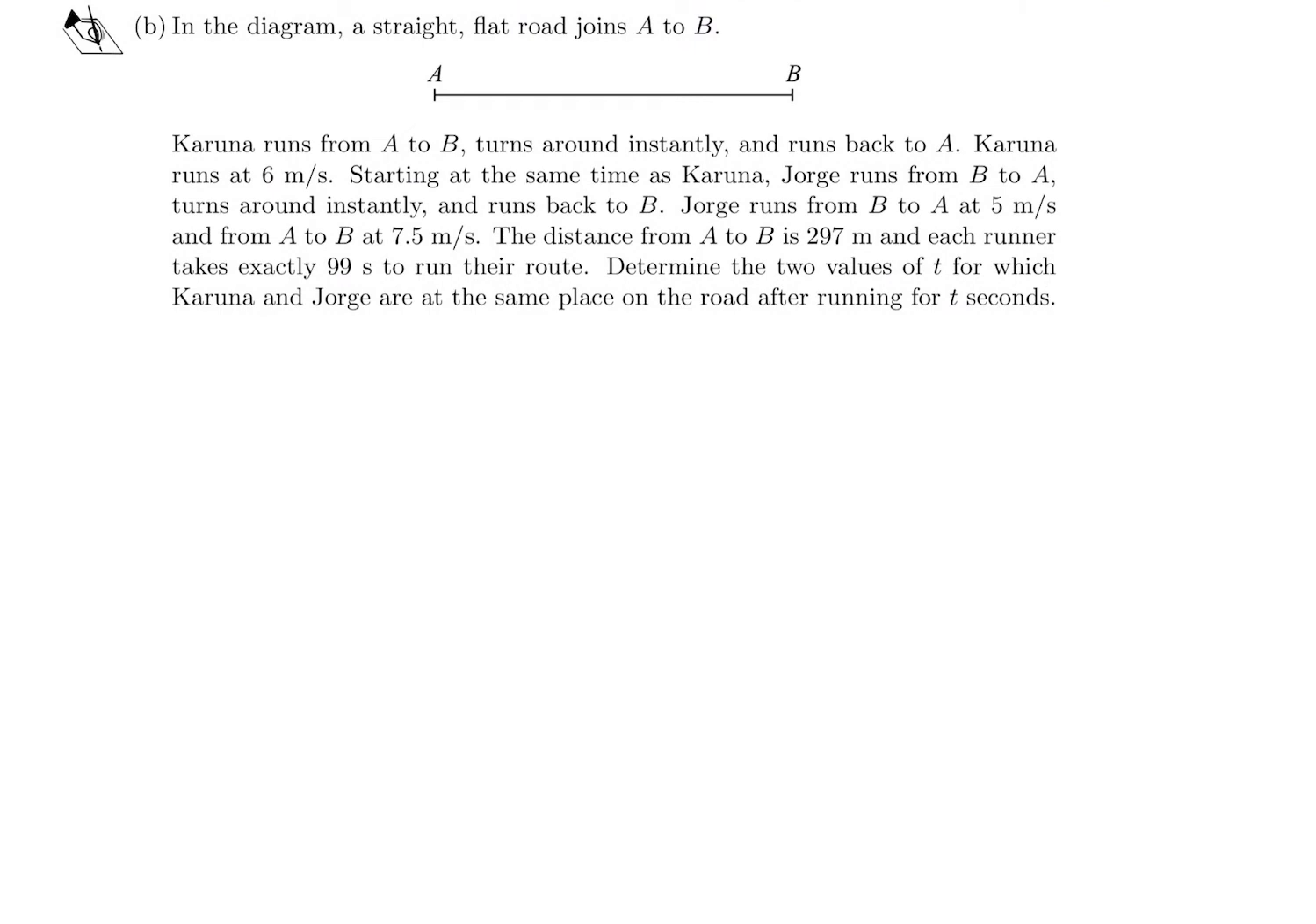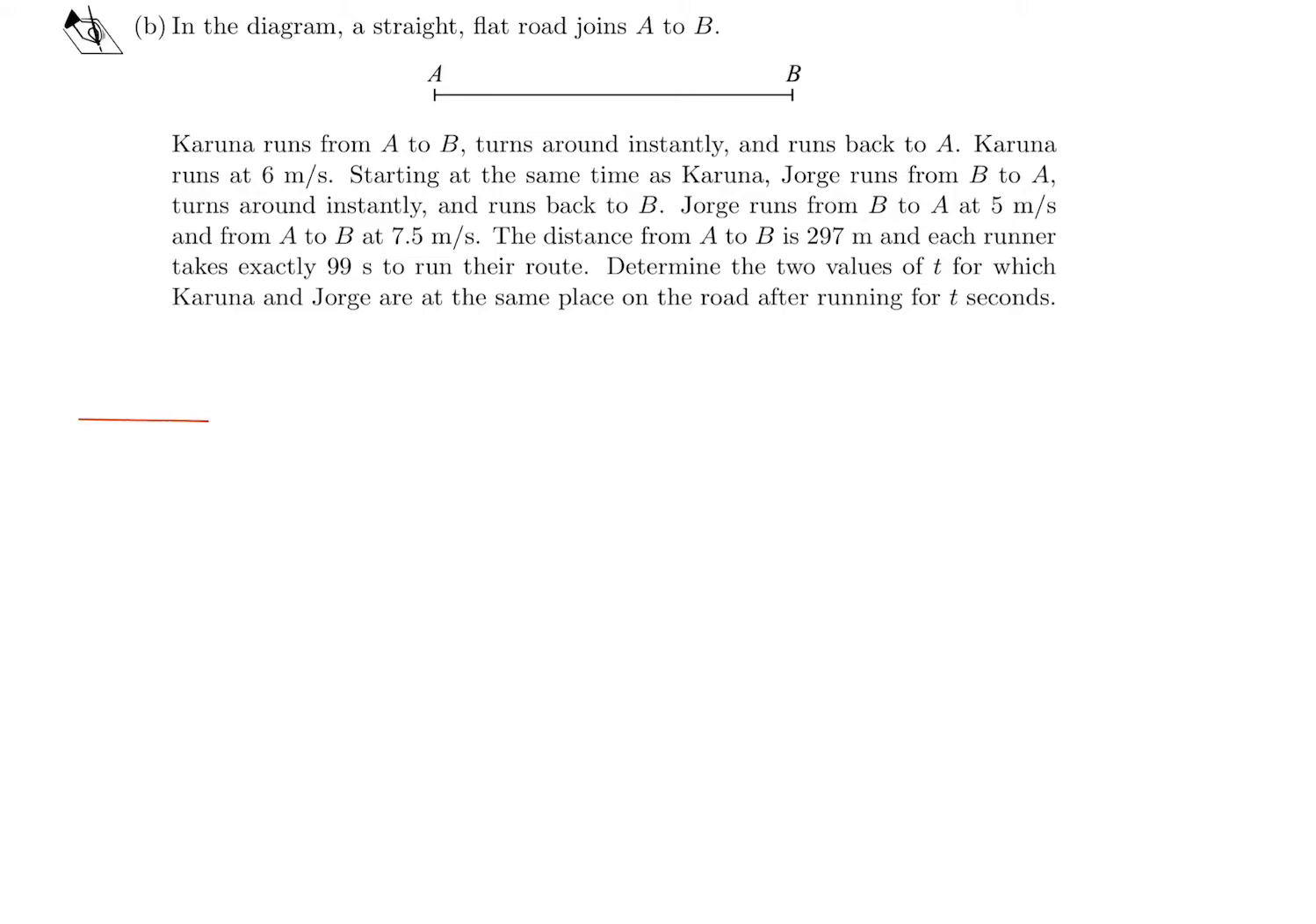In the diagram, a straight flat road joins A to B. Karuna runs from A to B, turns around instantly, and then runs back to A. Karuna runs at 6 meters per second. Starting at the same time as Karuna, Jorge runs from B to A, turns around instantly, and runs back to B. Jorge runs from B to A at 5 meters per second and from A to B at 7.5 meters per second. The distance from A to B is 297, and each runner takes exactly 99 seconds to run their route. Determine the two values of t for which Karuna and Jorge are at the same place on the road after running for t seconds.